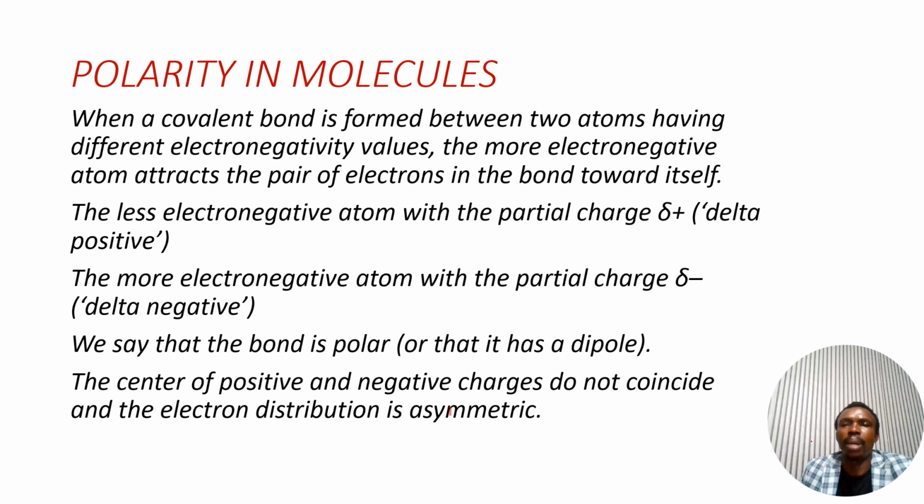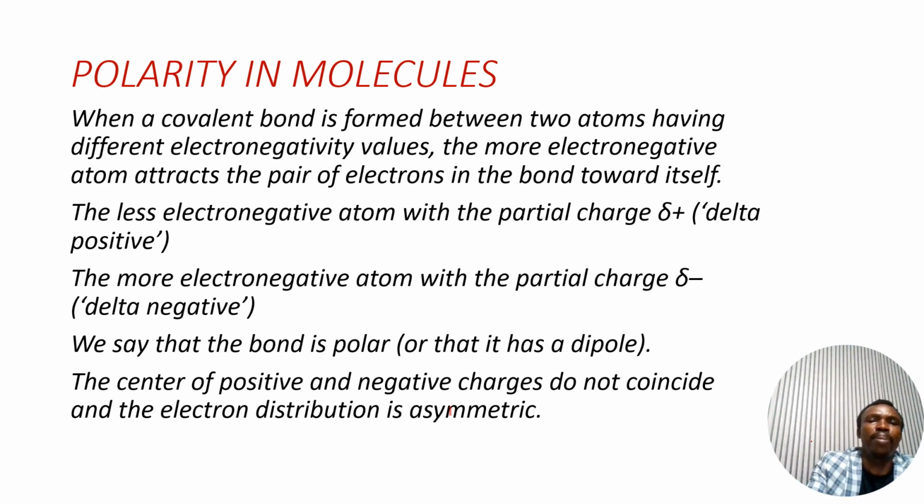A dipole is a partially positive and a partially negative charge that is formed as a result of the electronegativity difference between two atoms. That means the centers of positive and negative charge do not coincide, and the electron distribution is asymmetric. That means the electrons are unequally shared, the electrons are unequally distributed.